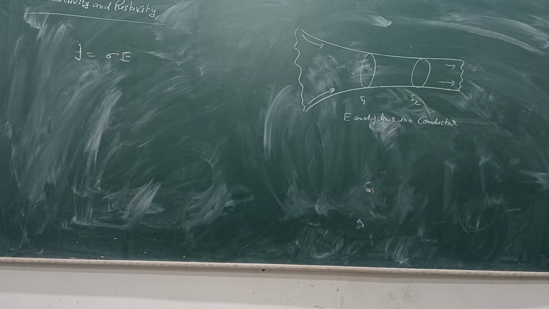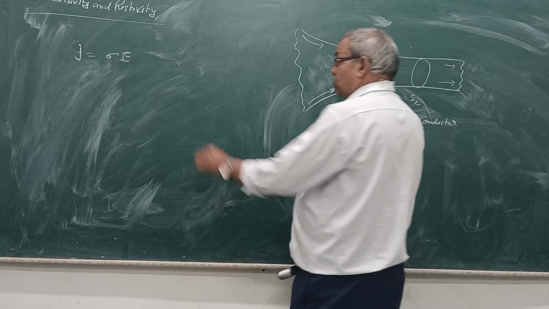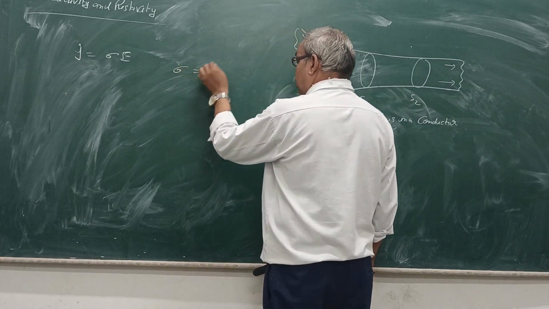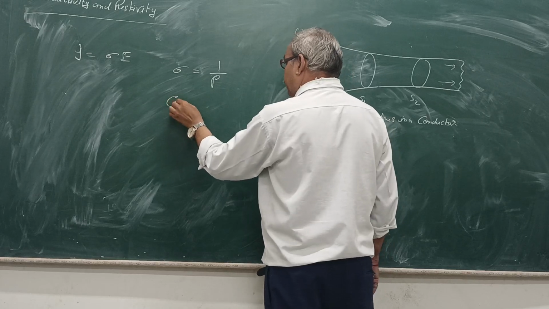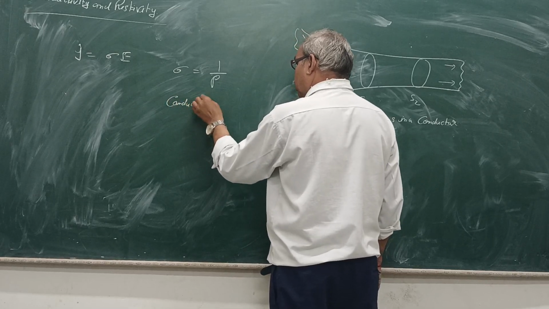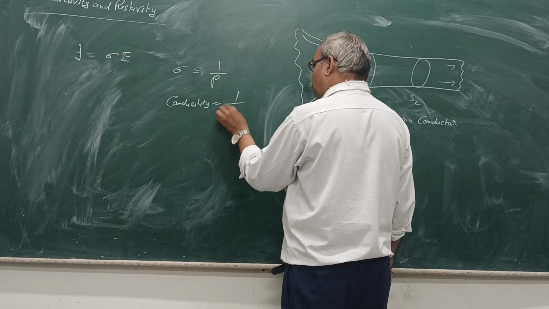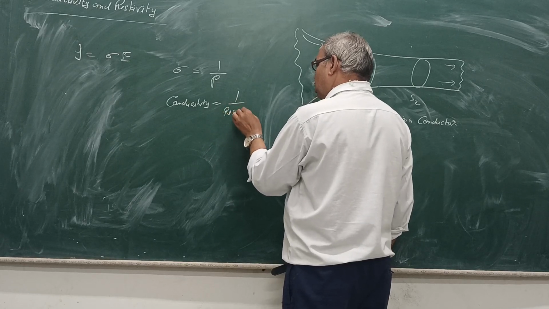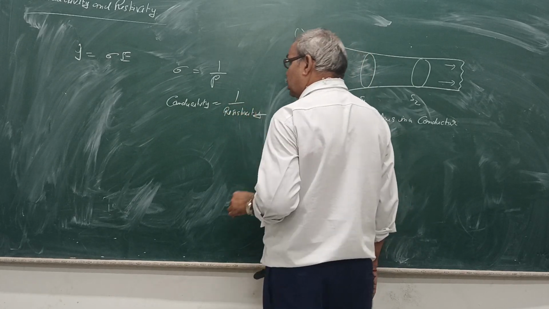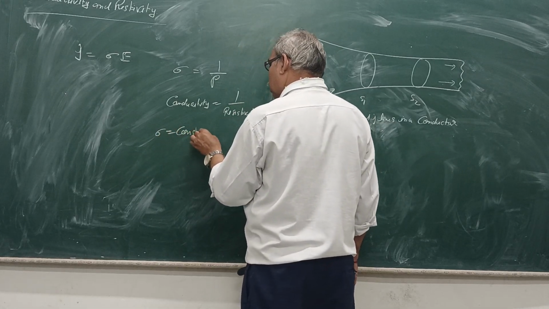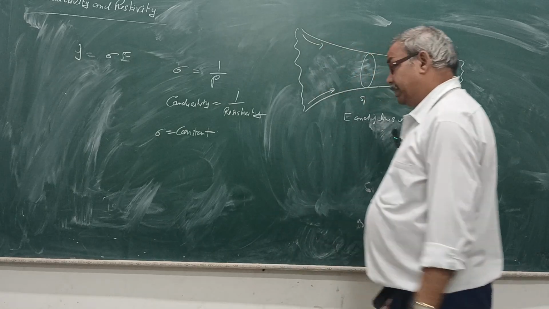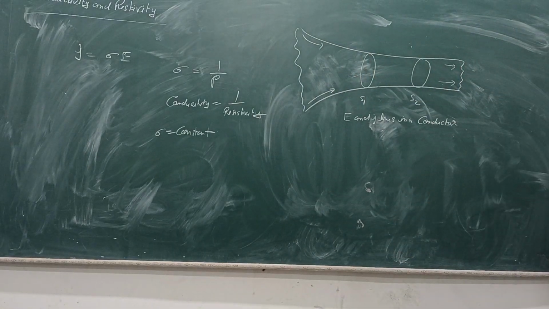E is the electric field, sigma is constant. This is the conductivity, inversely proportional to resistivity. तो आप कह सकते हो कंडक्टिविटी 1 अपॉन resistivity. Sigma is constant.